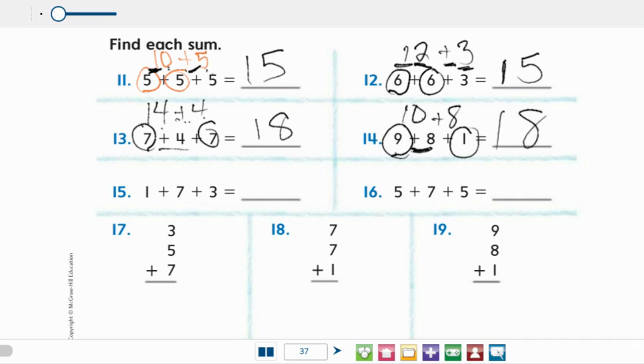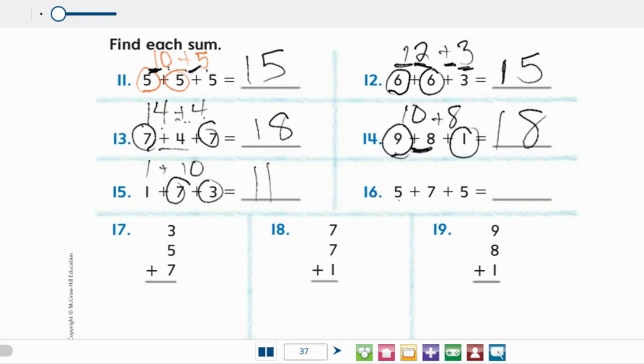For number 15, I've got 1 plus 7 plus 3. Well, 7 plus 3 is 10. So what's 1 plus 10? Well, if I start at 10 and count on to add, I've got 10, 11. Awesome. So I've got an 11 for that one.